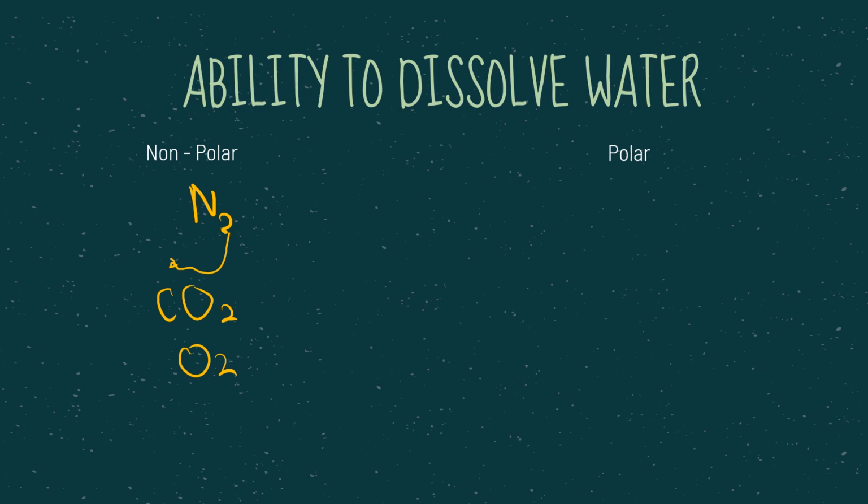On the other hand, polar molecules such as HCl, hydrochloric acid, ammonia, and NH3, all these molecules here in the polar section are able to dissolve in water. This is because they form hydrogen bonds with the water molecules, and that allows them to dissolve in water.